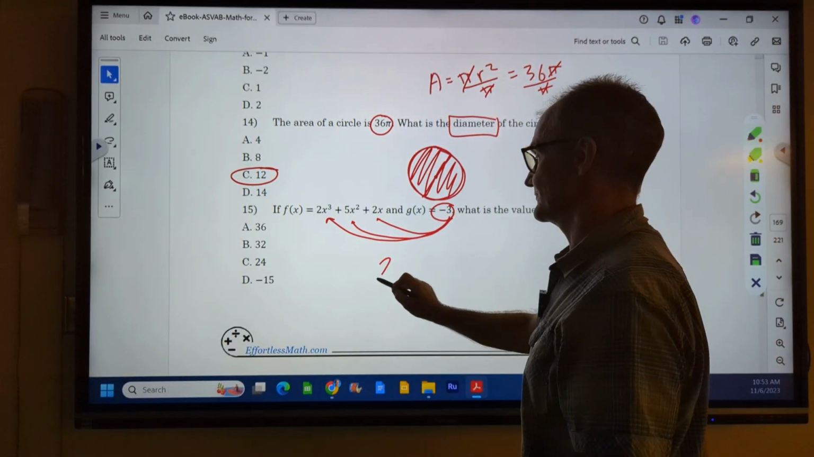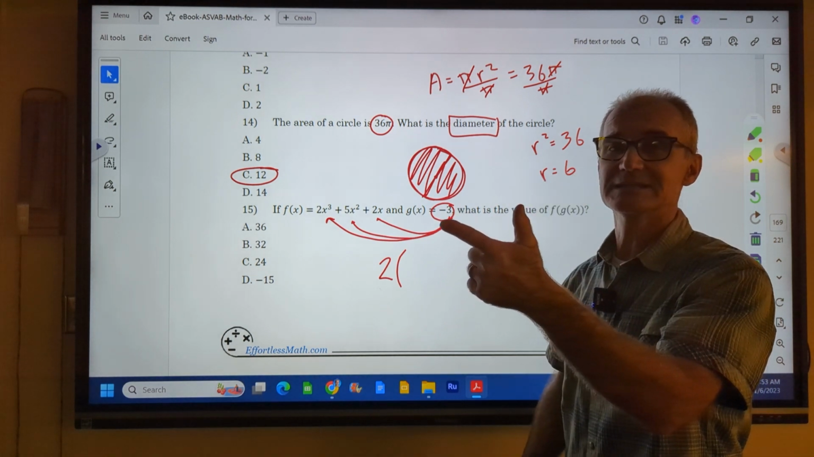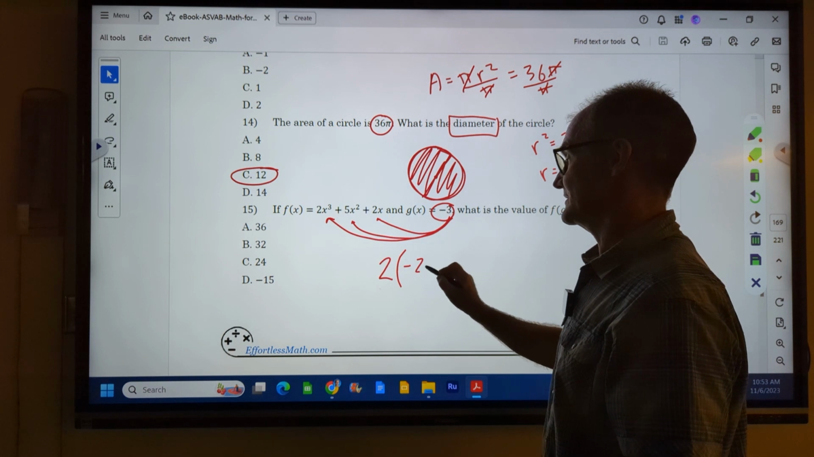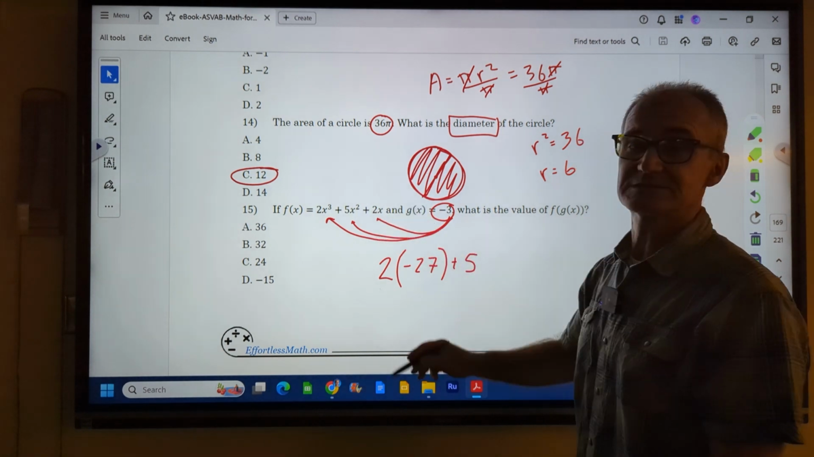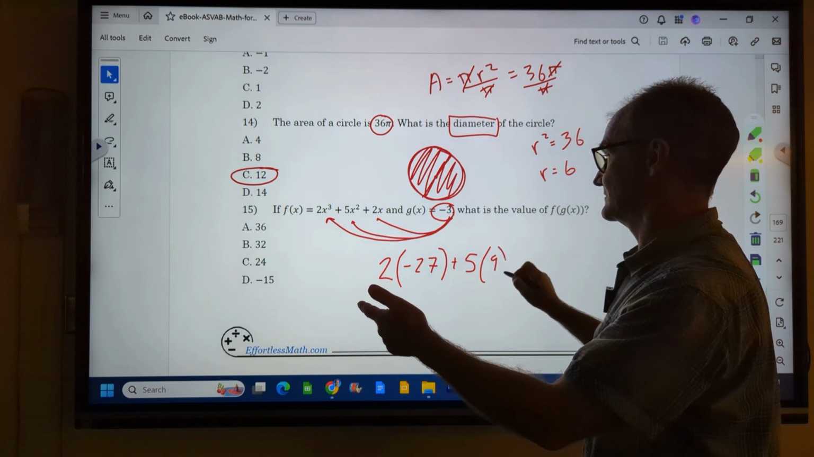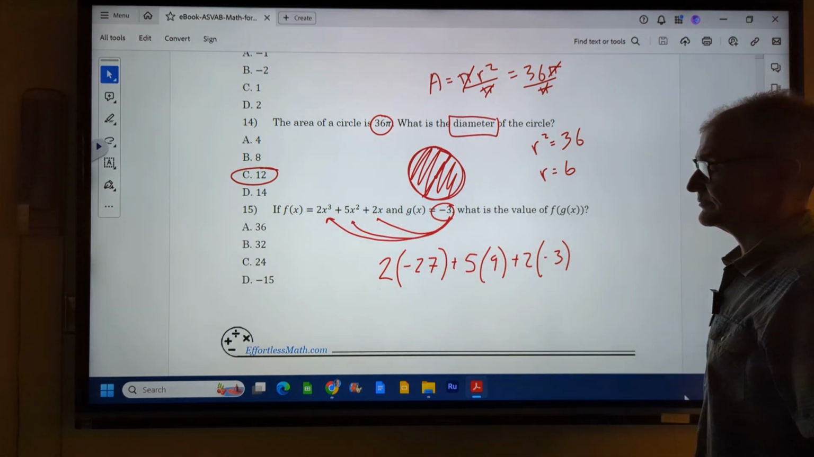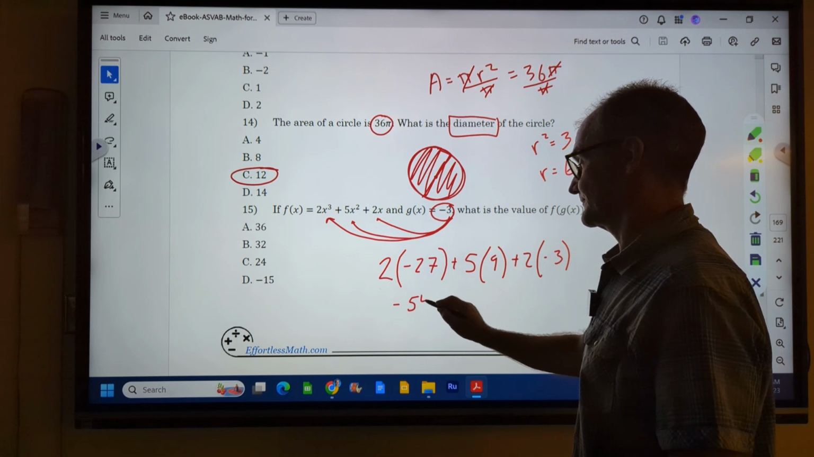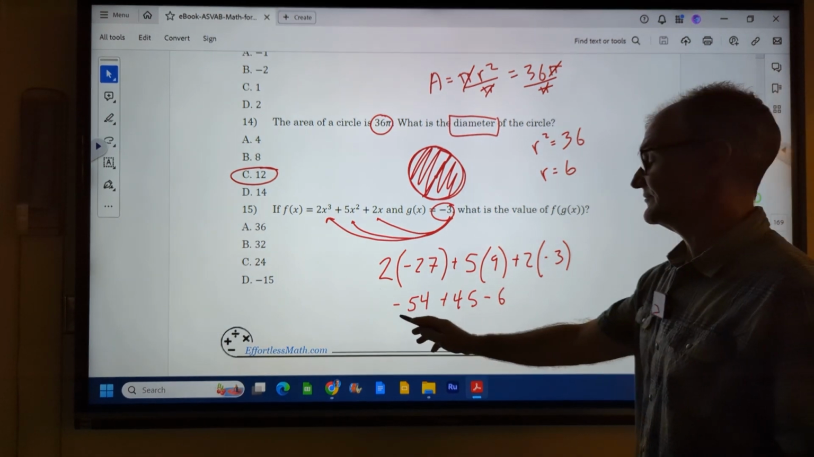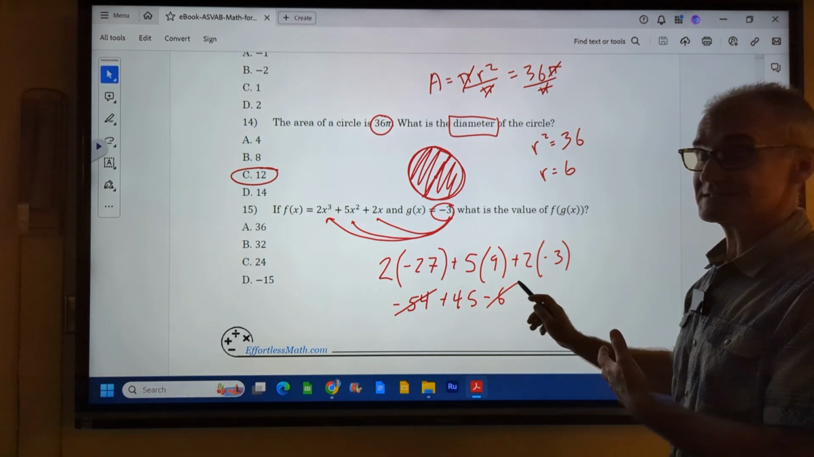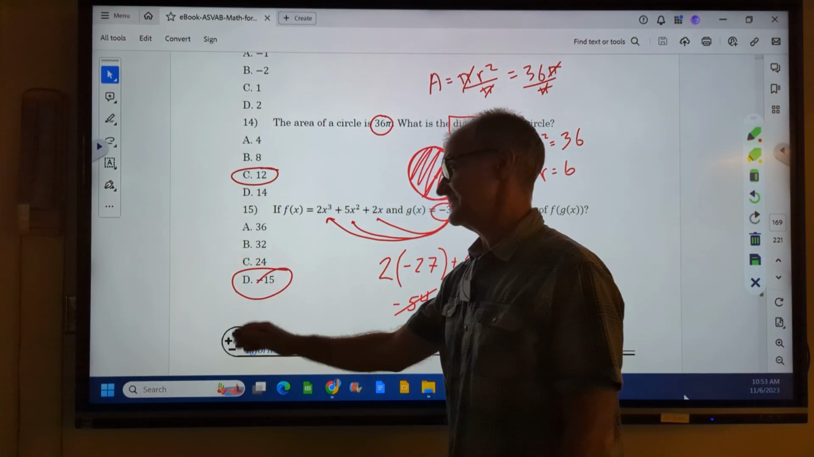So I'm going to have that 2 times -3 cubed. -3 times -3 is 9. 9 times -3 is -27. Take that -3 and plug it in here. So 5 times -3 squared, -3 times -3, 9, plus 2 times -3. Now that I've subbed it in and done my exponents, now I'm going to multiply out. This is going to be -54, 45, -6. I think I'll combine my -54 and -6 to get -60. -60 and 45 is -15. Correct answer, answer D. That's a pretty hard one.